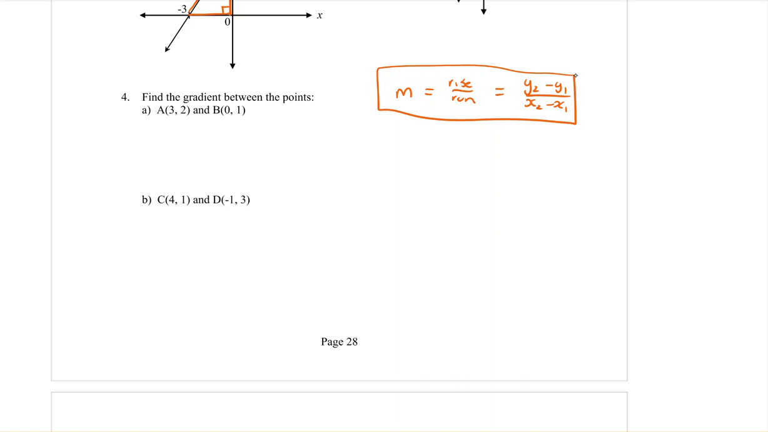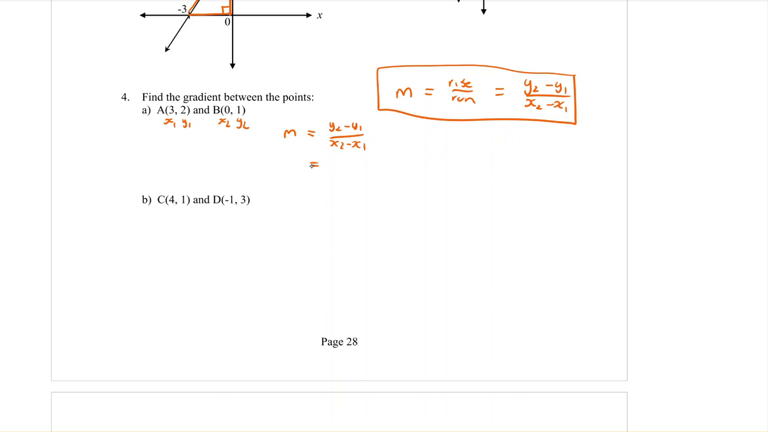What I'm going to do, each one of those points, my first point has an x value, which I'll call x1, and a y value, which I'll call y1. x1, y1. My second point is going to be x2, y2. Now this is a notation we're going to use in a few other types of questions coming up, so it's a good one to practice. I can substitute those into my formula, that formula I just gave you, y2 take y1 over x2 take x1.